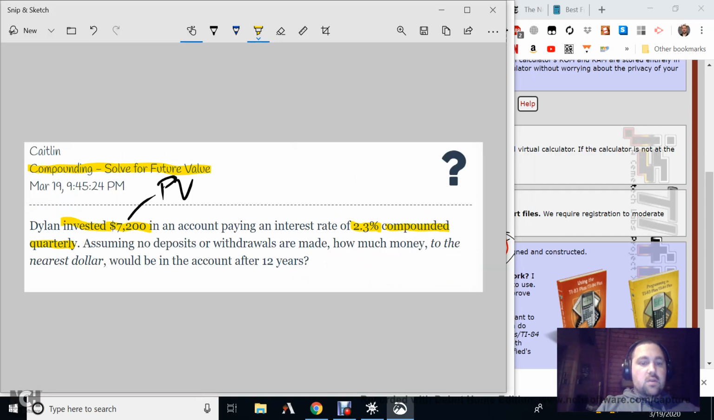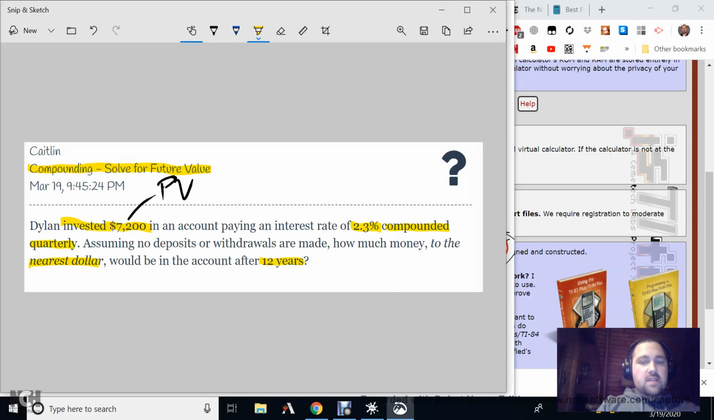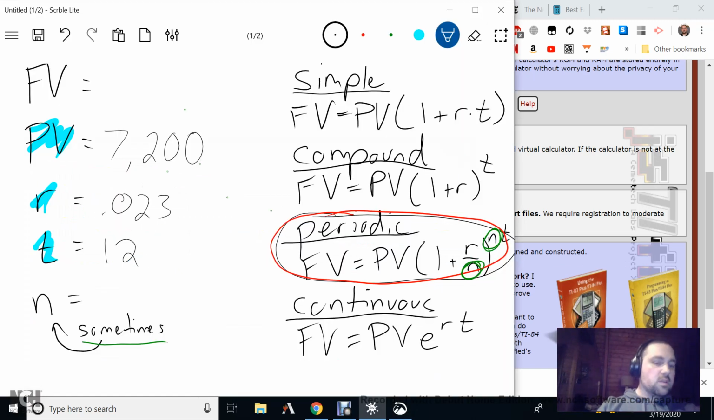Assuming no deposits or withdrawals are made, how much money to the nearest dollar, this is important, would be in the account after 12 years? 12 years is our time. So we have a time of 12. And the question is, what's our n? This says it's compounded quarterly, and that means 4 times a year because there are 4 quarters in a whole. So n would be 4.